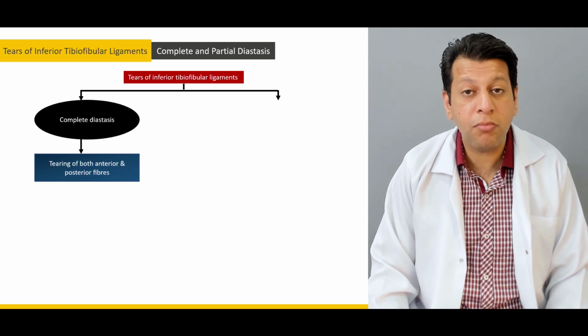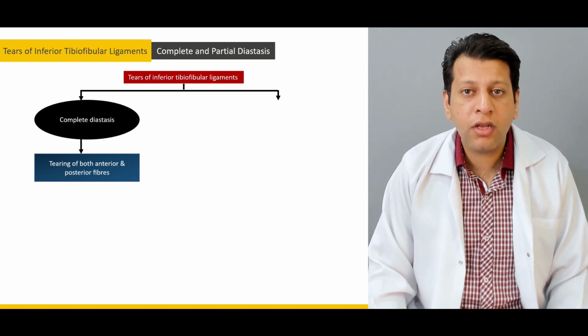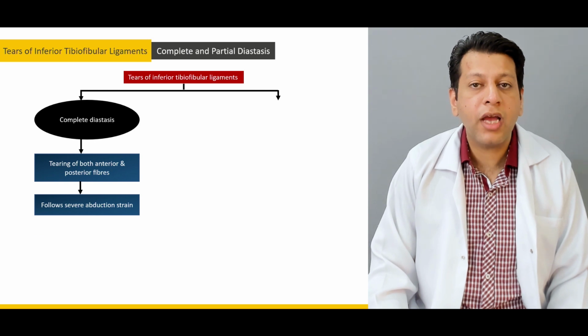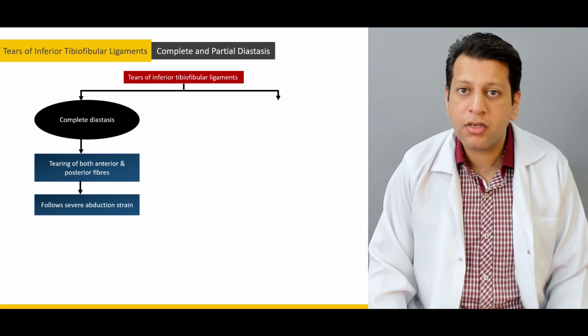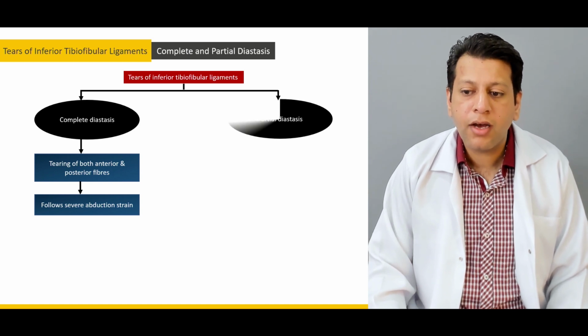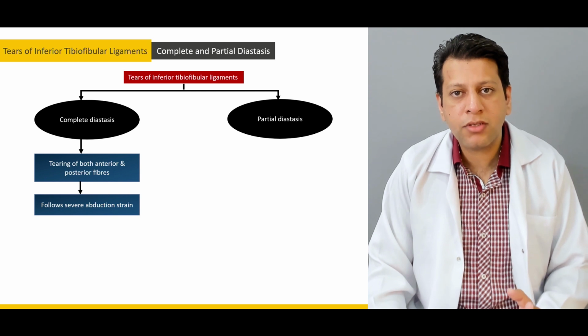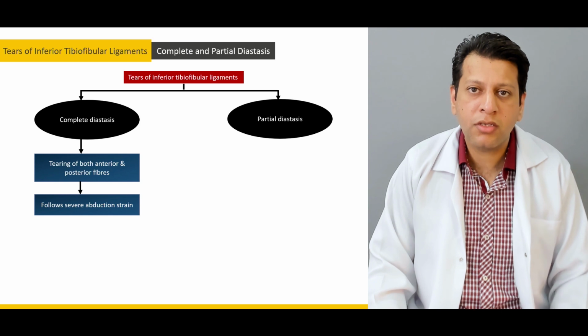This usually means there is tearing of both the anterior and posterior inferior tibiofibular ligaments, which usually follows a severe abduction strain, most commonly pronation abduction. Or there could be a partial diastasis, where there is some form of rupture, although it is less than 6 mm, but it is not a complete disruption.